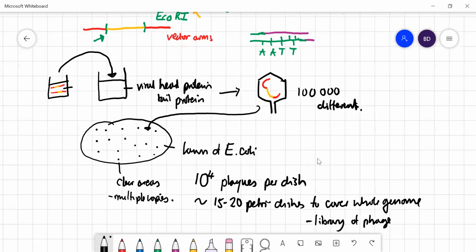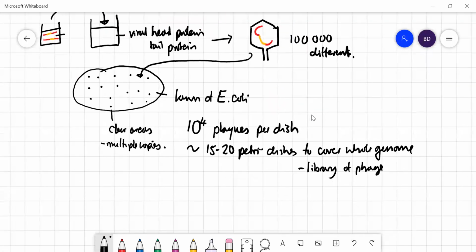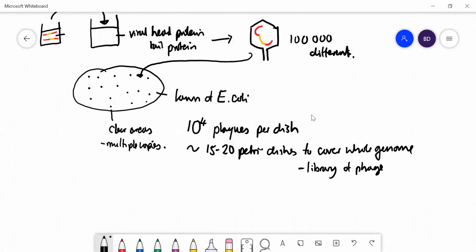But the important thing is that you can do whatever you like with that. You can grow as much of that DNA as you want, and then you can, at a later date, sequence it, you can do whatever you like with it. Now, how you look at those is called screening, and that's going to be a different video because this video is going to be a bit too long.